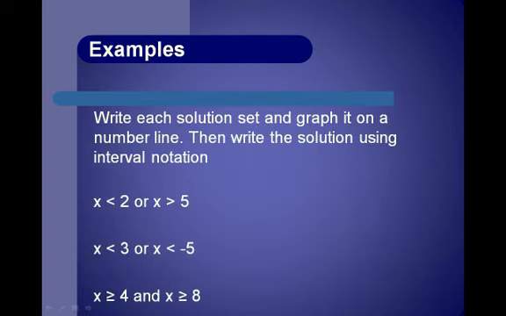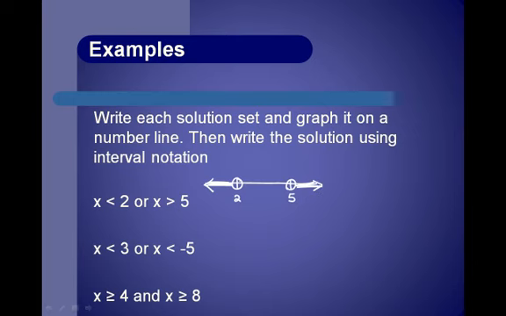Let's do some examples of compound inequalities. Write each solution set and graph it on a number line. Then write the solution using interval notation. So for the first one, x is less than 2 or x is greater than 5. So we're going to have our number line. We're going to put our numbers 2 and 5. Make sure your numbers are in order from left to right. X is less than 2 is an open circle on 2 shading numbers to the left. X is greater than 5 is an open circle on 5 shading to the right.